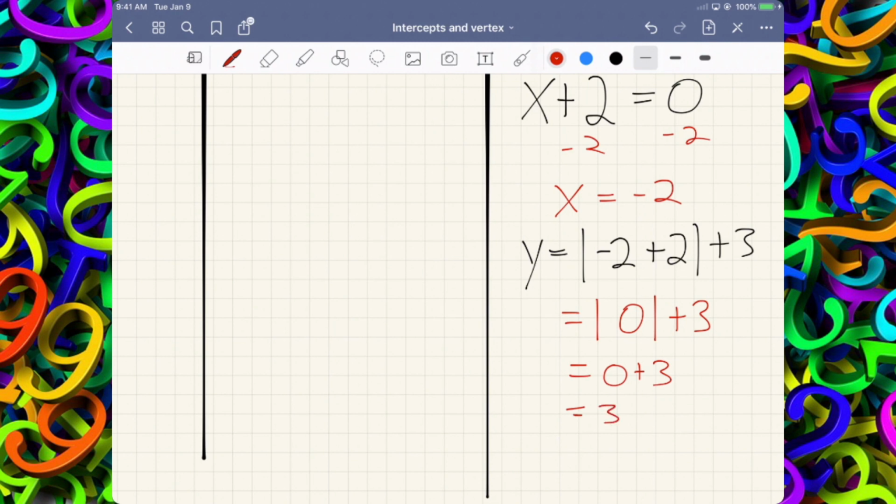So we found our value of x. We found our value of y. We put them together, and we have the coordinate pair for our vertex.